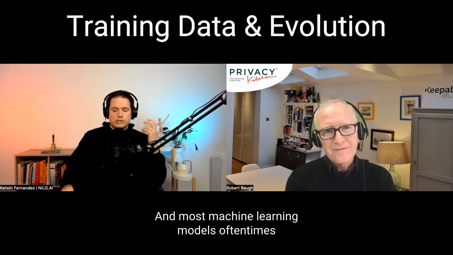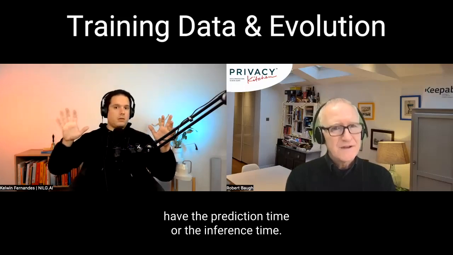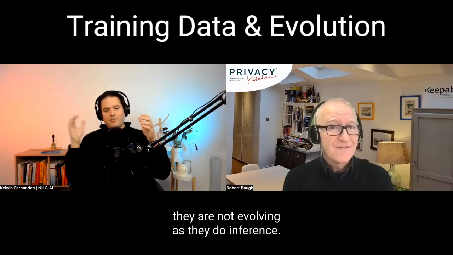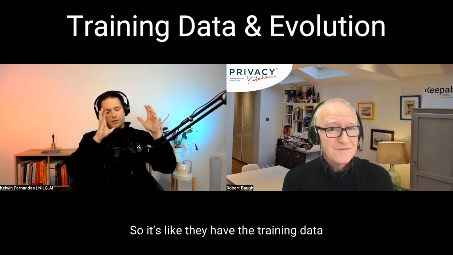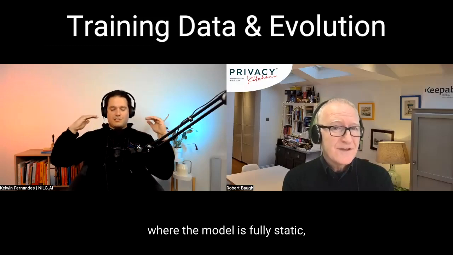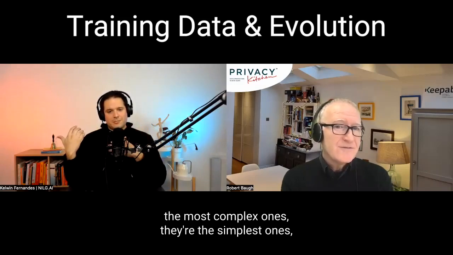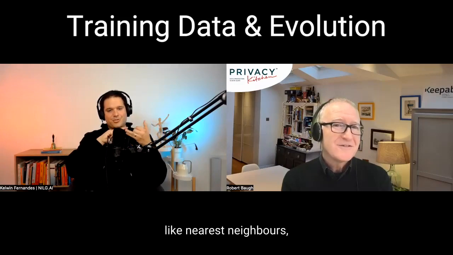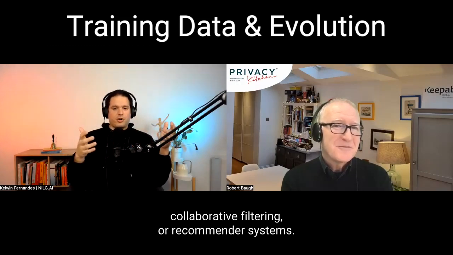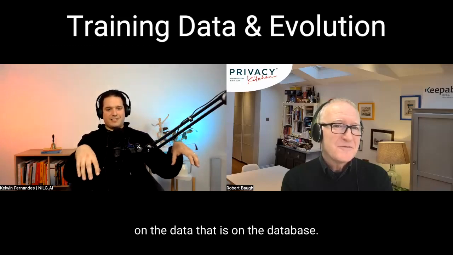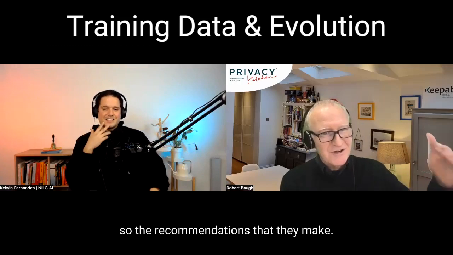Most machine learning models have 2 stages. They have training, and then they have the prediction time, or the inference time. They don't keep evolving as they produce inference. Actually, they are frozen. It's like they have the training data, and then they have inference time where the model is fully static. For most machine learning models, there are a few exceptions, and the exceptions are not in the most complex ones but in the simplest ones, like nearest neighbors and collaborative filtering for recommender systems. Those evolve because they depend on the data that is in the database, looking at the live data. But most of the other systems do not evolve that fast.